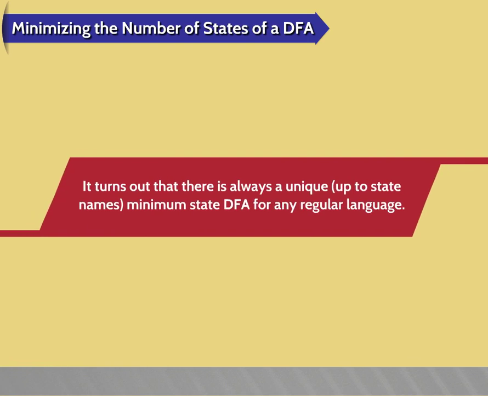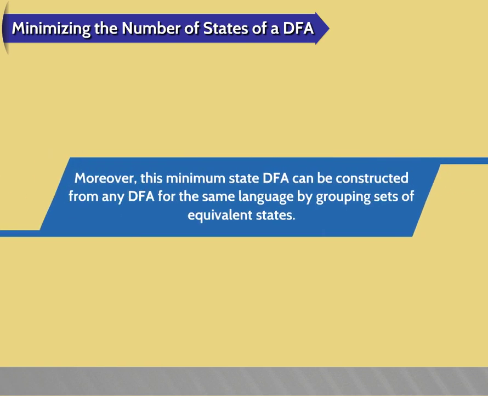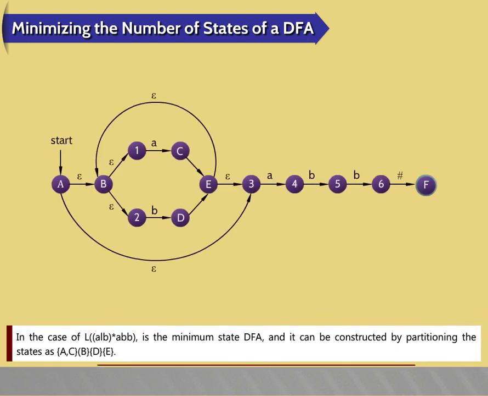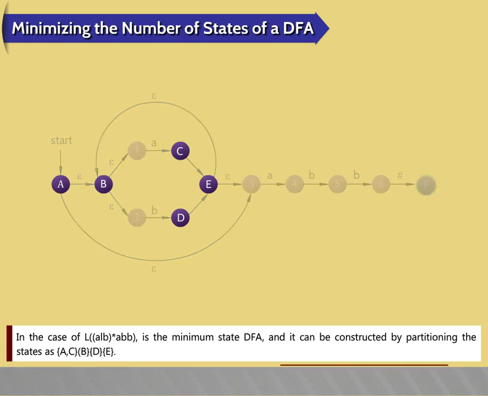It turns out that there is always a unique, that is, up to state names, minimum state DFA for any regular language. Moreover, this minimum state DFA can be constructed from any DFA for the same language by grouping sets of equivalent states. In the case of L of (a|b)*abb, the minimum state DFA can be constructed by partitioning the states as {A, C}, {B}, {D}, {E}.